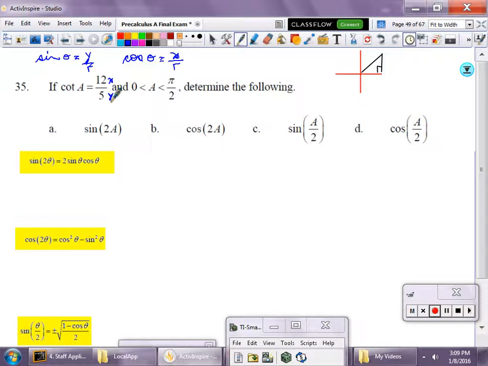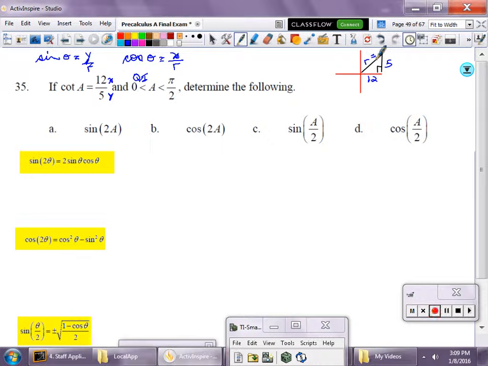Okay, our domain, A for the angle, is going to be greater than 0 but less than pi over 2. Tells us we're working in quadrant 1. Okay, and determine the following. Again, to put these values on the unit circle, we have x, which is 12, y, which is our vertical distance, which is 5. We're going to have to find r.